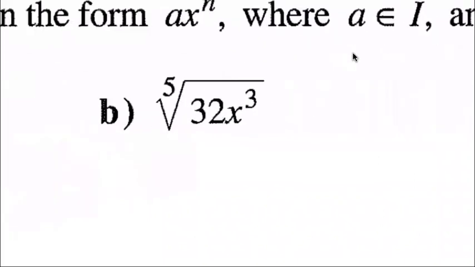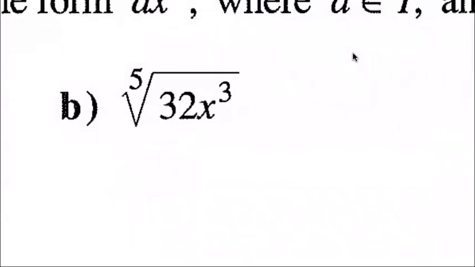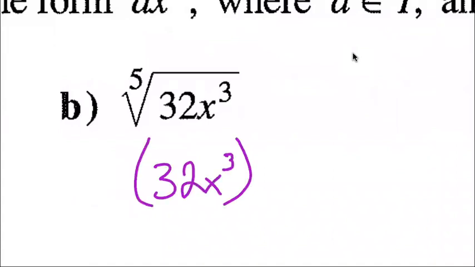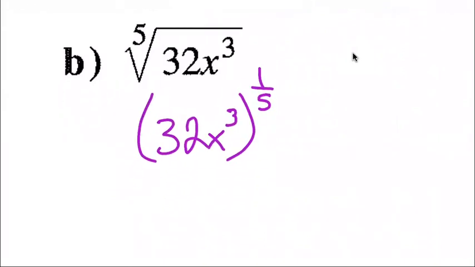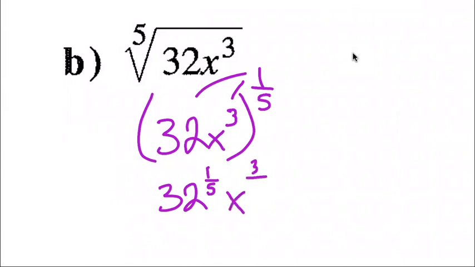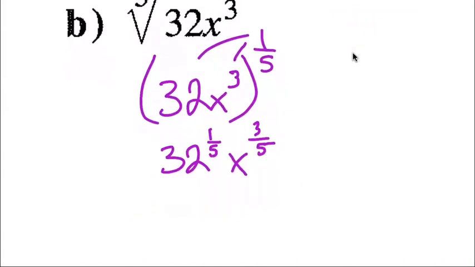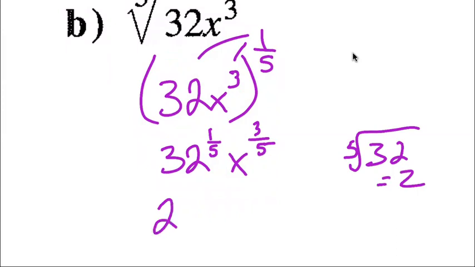Question B. 5th root of 32x cubed. Well, it's 32x cubed, all raised to the power of 1/5. I'm going to multiply this in. 32 to the 1/5, x to the 3 over 5. Well, the 5th root of 32, which is 32 to the 1/5, is 2. 2x to the 3 over 5.